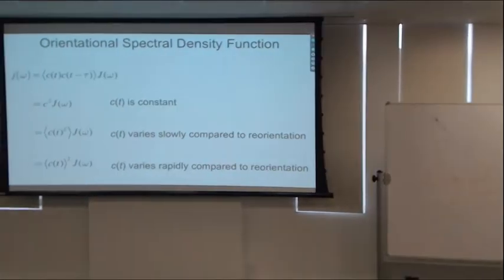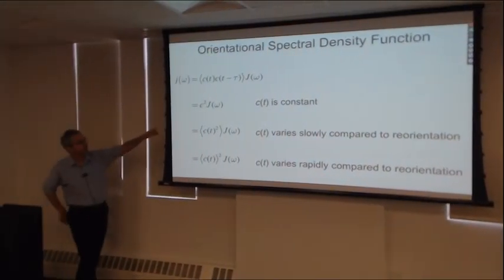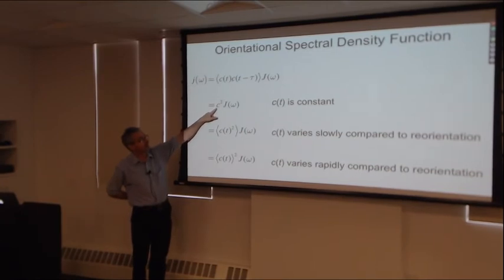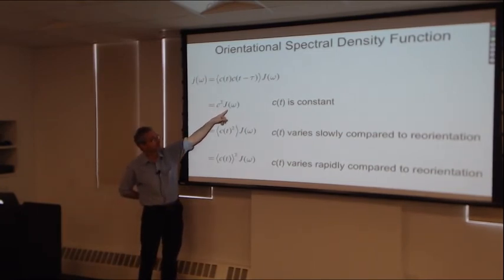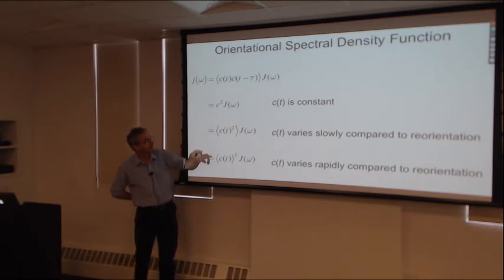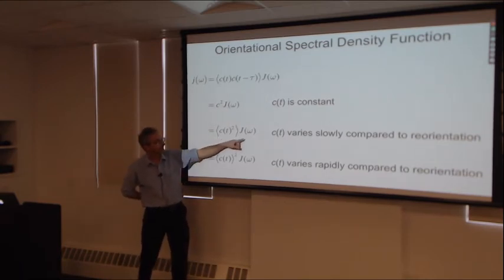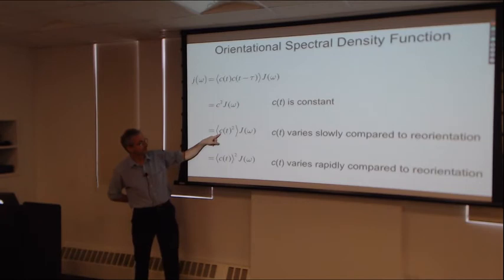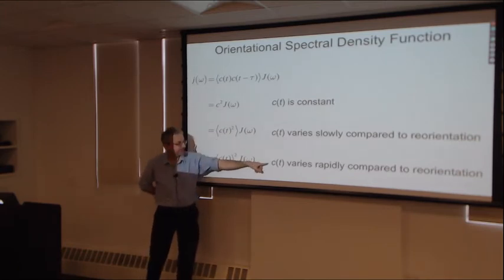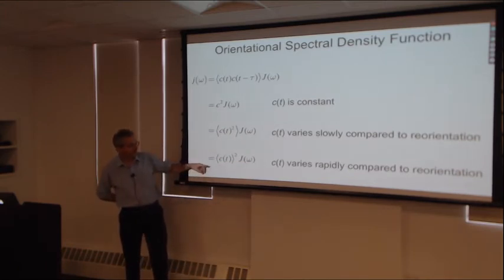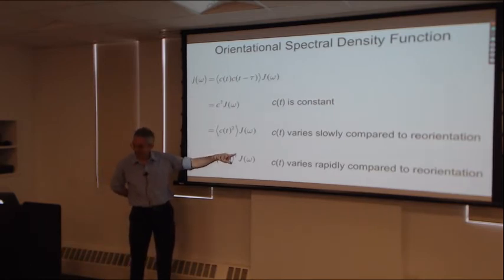So those three cases are shown here. If C is constant, we just add C squared j omega. For slow variation in C, we have the average of the square of C, and for fast variation in C, we have the average of C squared.